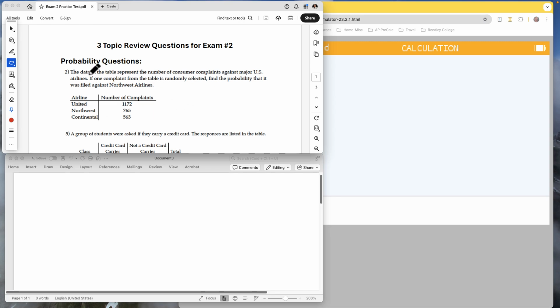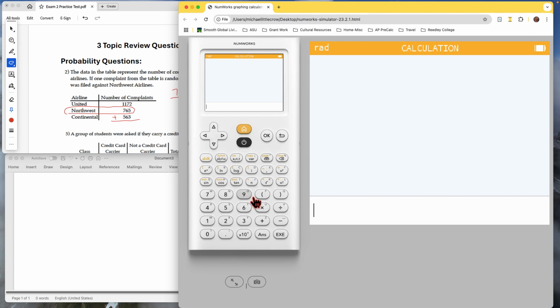So this first one, the data in the table represent the number of consumer complaints against major U.S. airlines. If one complaint from the table is randomly selected, find the probability that was filed against Northwest Airlines. So Northwest Airlines is this one here. Remember, probability is about counting and dividing. So the 765 is the count of how many complaints came from Northwest Airlines. All we need to do now is divide by the total. So we have to add these together, and we can do that by coming over to our calculator.